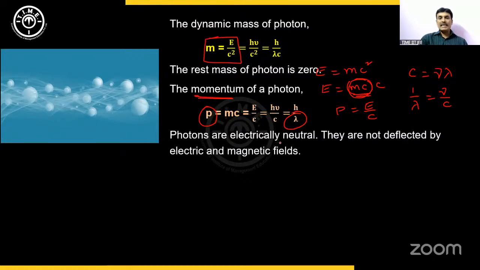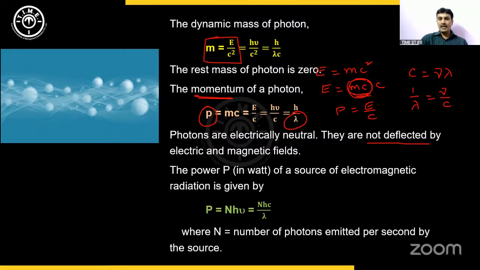Photons are electrically neutral. They do not carry any charge. They are neither positive nor negative. They are electrically neutral. That's the reason why they are not deflected by either electric or magnetic fields. They do not respond to the electric as well as magnetic fields because they are electrically neutral.